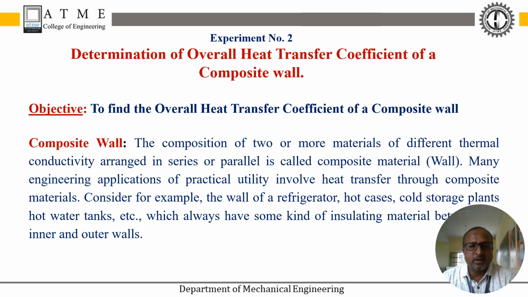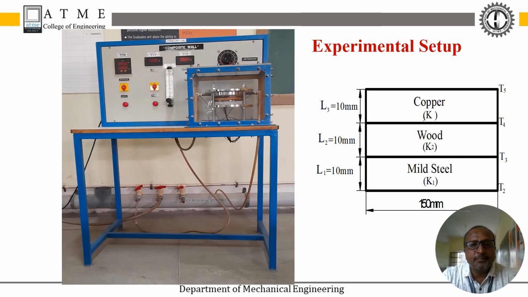In heat transfer problems, sometimes we need to find the overall heat transfer coefficient. Each layer has a different thermal conductivity, and when you want to find the rate of heat transfer through this composite wall, we need to find the overall heat transfer coefficient of the composite wall. So this experiment is going to help us understand the procedure and the principle behind this. Okay, let us go.